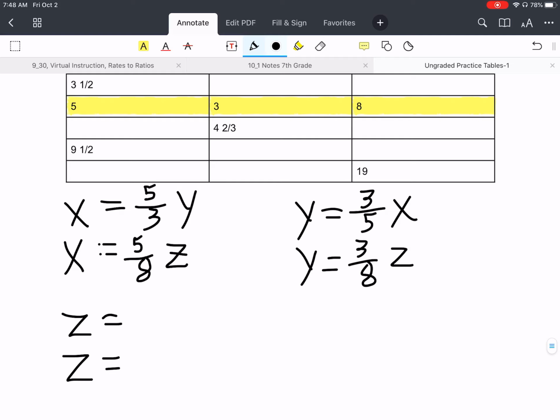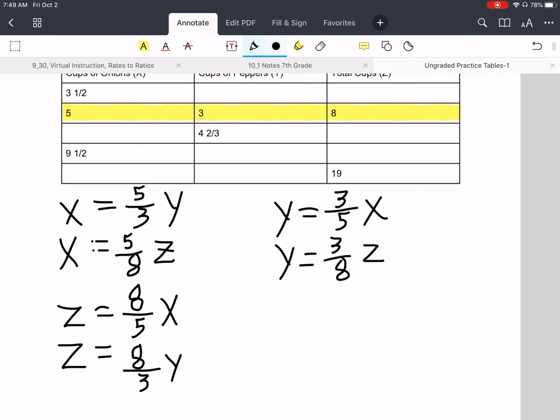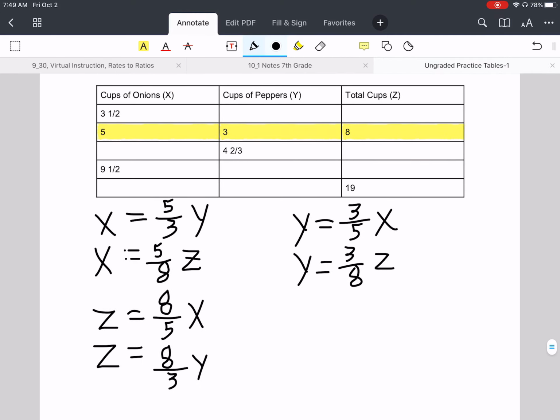Z has a value of 8, x has a value of 5, so z is 8/5 of x. Z has a value of 8, y has a value of 3, so z is 8/3 the value of y. From here, now that you have those formulas, you can multiply any value to find your remaining x, y, or z. Hope this video helped.